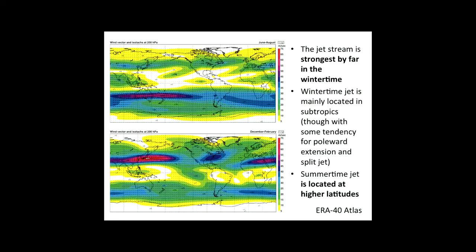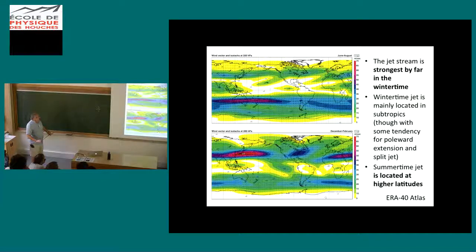So there's a seasonality to it that's quite strong. The jet stream is strongest by far in the winter season. This is the same plots, the wind at 200 hectopascal and the wind speed. This is June through August, so it's the northern summer, and then December through February, which is the northern winter. And you can see that the strongest jets are in the southern winter here and in the northern winter here, and rather weaker jets in the summer hemisphere.